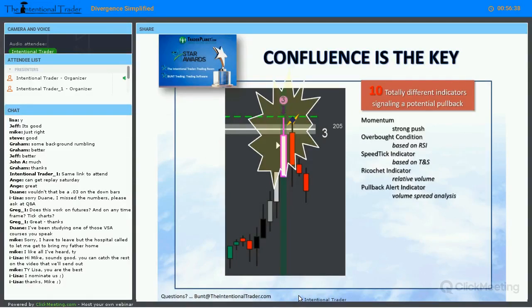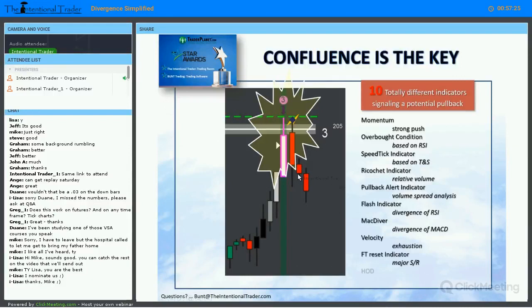We have our pullback alert saying that the volume that created this bar is very important because there was a lot of churning activity going on up in here, suggesting that the sellers jumped in and were beating up on the buyers. We have our flash indicator, which is a divergence indicator, and our McDiver, which is another divergence indicator. So we have two layers of divergence here. Just so you know, my trade is right here on the open of this bar is where I shorted it. We also have major resistance and minor resistance that we use as a defensive position. Oh, this is our velocity indicator. And our high of the day or low of the day, those are minor support and resistance.